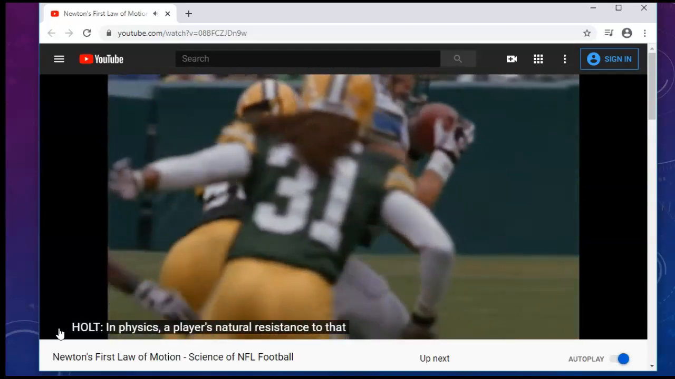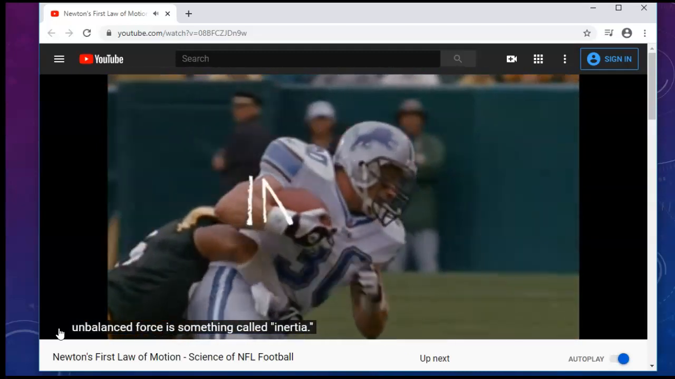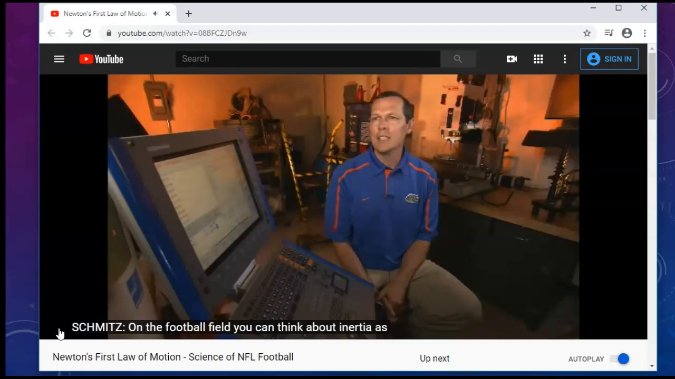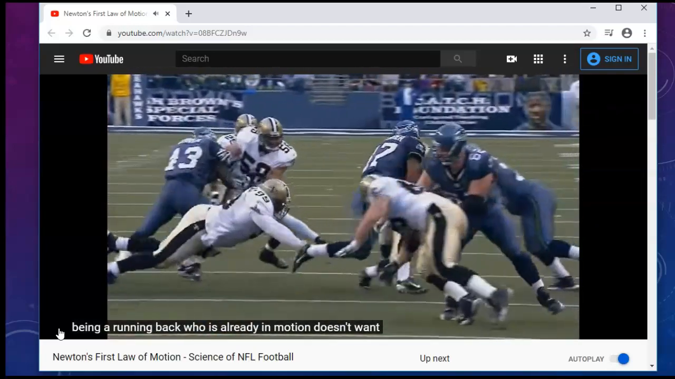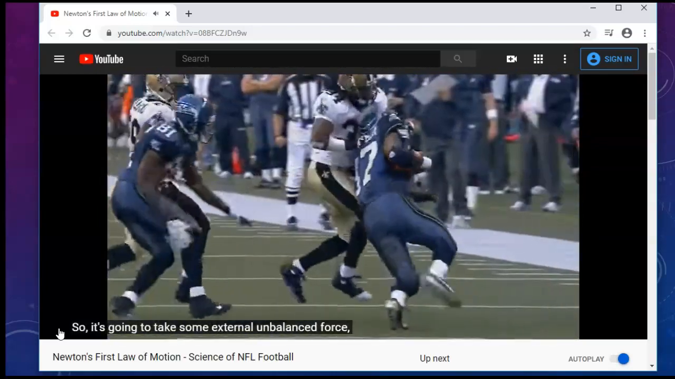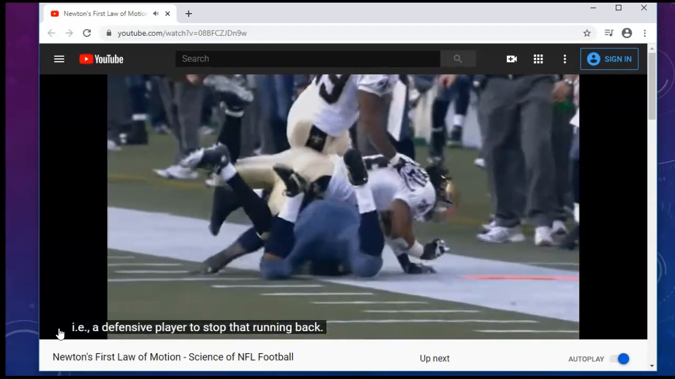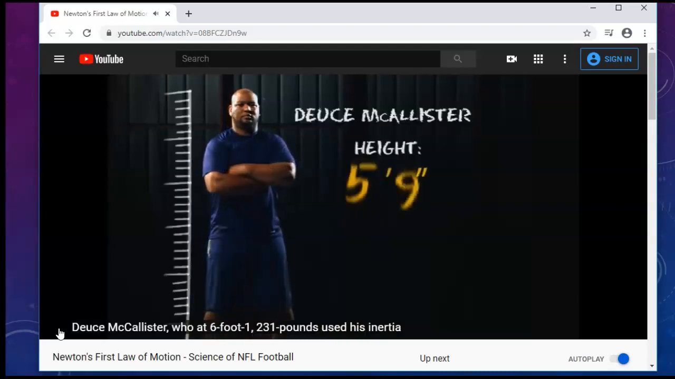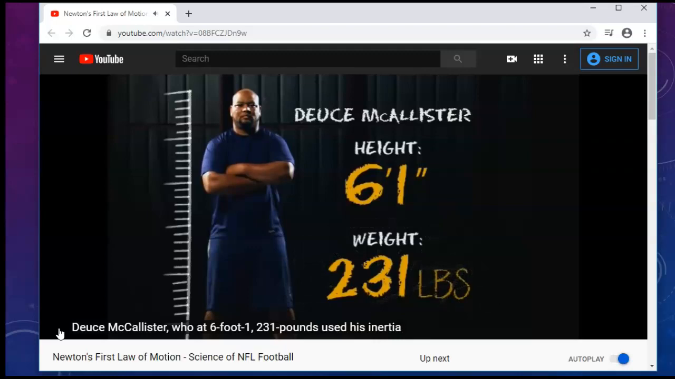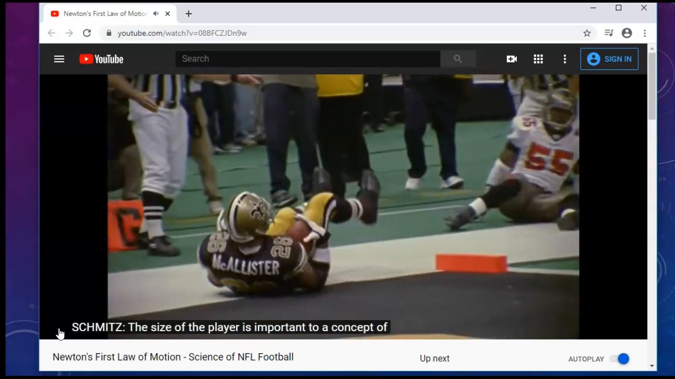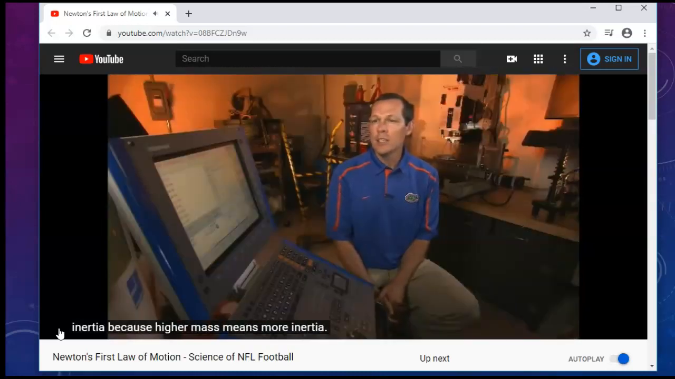In physics, a player's natural resistance to that unbalanced force is something called inertia. On the football field, you can think about inertia as being a running back who's already in motion, doesn't want to change the fact that it's already in motion. So it's going to take some external unbalanced force, i.e. a defensive player, to stop that running back. Consider former New Orleans Saints running back Deuce McAllister, who at 6'1", 231 pounds, used his inertia when running to make him hard to tackle. The size of the player is important to the concept of inertia because higher mass means more inertia.